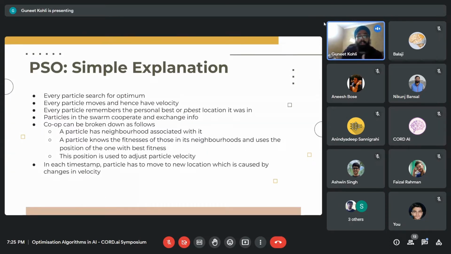And finally, in each time step, the particle has to move to its new location. If you imagine a search space of hyperplane, you're moving around that space trying to find the optimal solution, the global optimum. Your changes in velocity are taking you towards a particular position which might be the global optimum. Again, as I said, it will give you a feasible solution, but it will not always give you the global optimal solution. So it's very important to understand that.